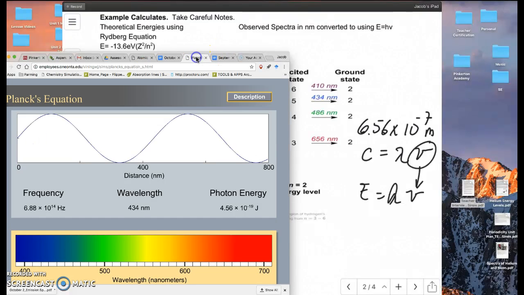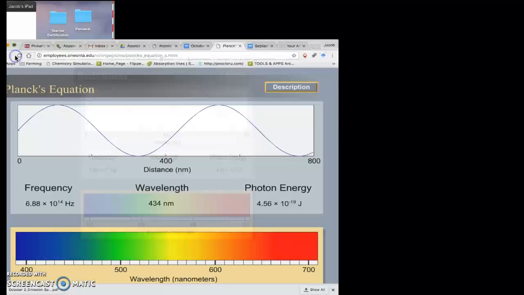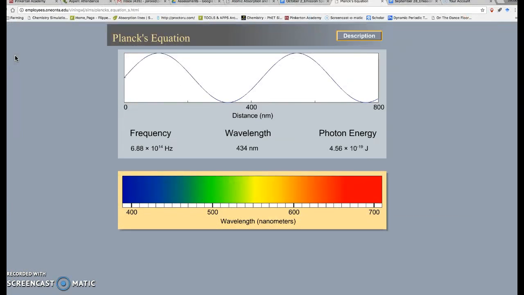Go to this simulation. It's called Planck's constant. I've linked it to your lab document. Here I can just click on the wavelength. The wavelength is 656 for that red light, so I'm just going to click on 656. Now you can see the energy is 3.01 times 10 to the minus 19 joules.